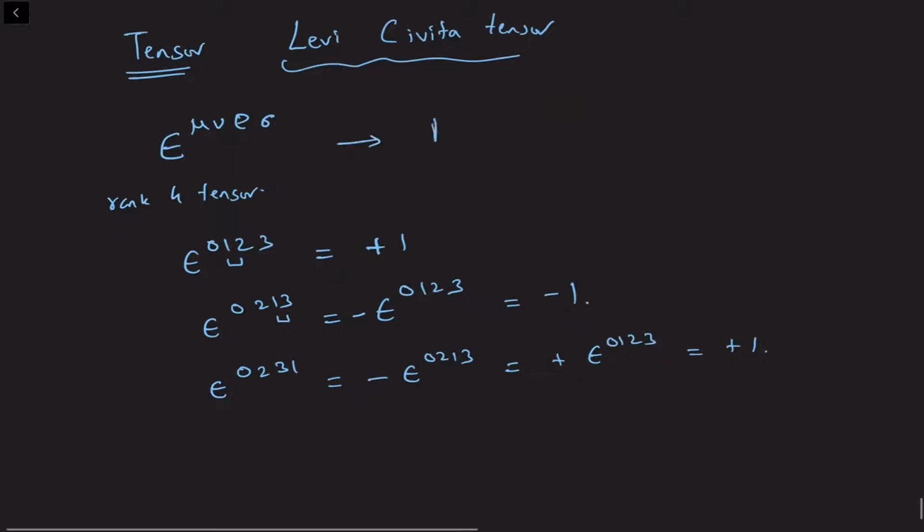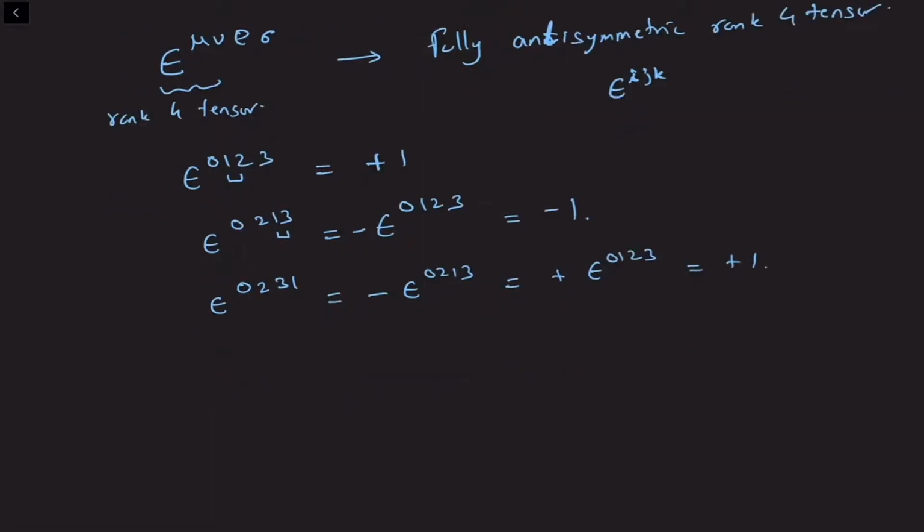So this is called a fully antisymmetric rank 4 tensor. This is the generalization of epsilon ijk in 3 dimensions. What we have now is a rank 4 antisymmetric tensor.